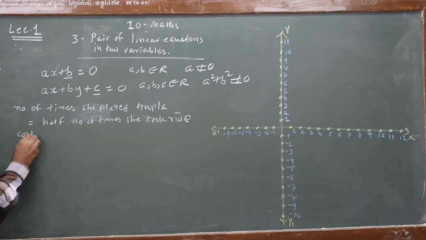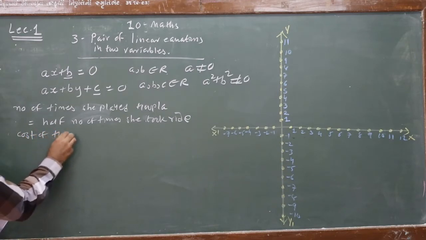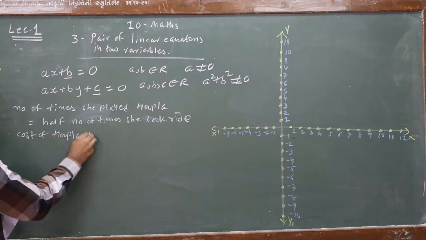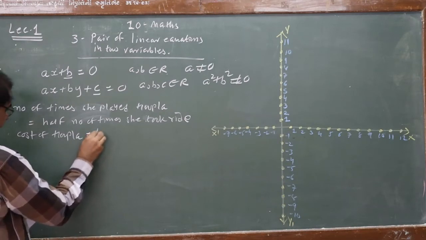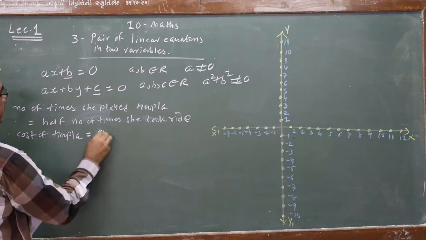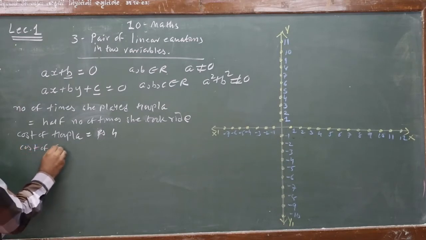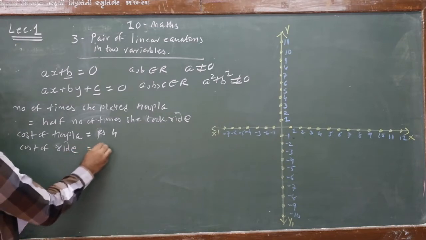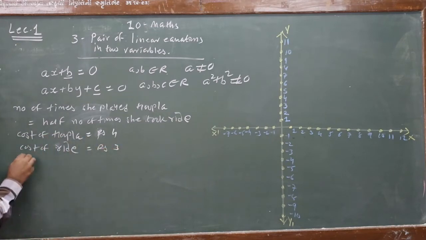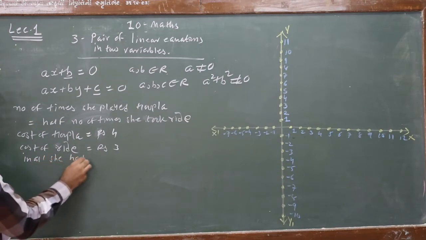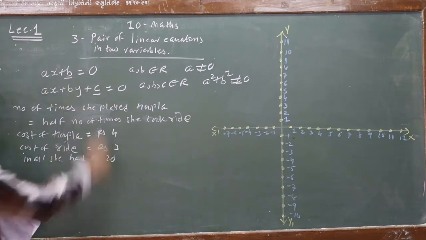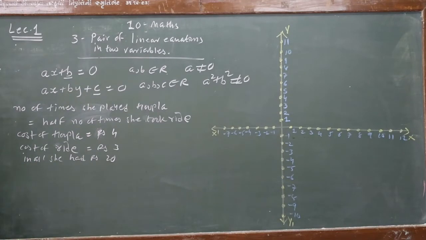The cost of playing Hoopla one time was decided to be rupees 4. And the cost of taking the ride on the giant wheel is rupees 3. And in all, she had rupees 20.